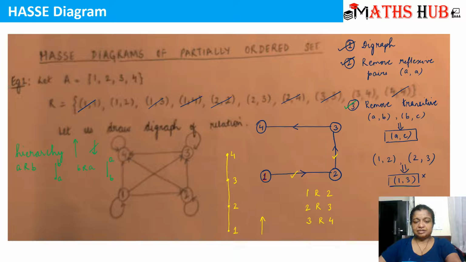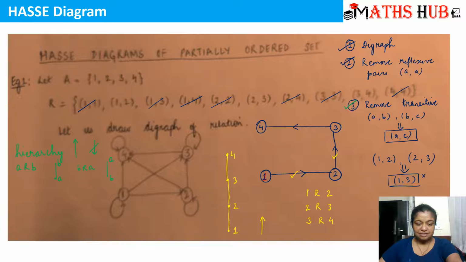So I'll again just revise what steps we have done. From the given relation, we will draw the digraph. From the digraph, we will remove all the reflexive pairs. Then we will remove all the transitive pairs. After these 3 steps, whatever digraph is left, we will see where everything is initiating from, so that level will be at the lowest position. And then we will check the connectivity of the digraph and we will place the elements accordingly, right?